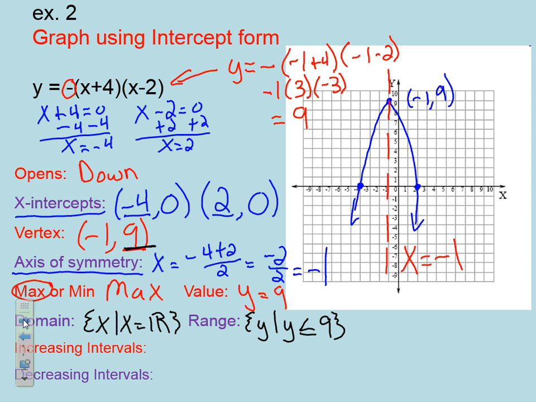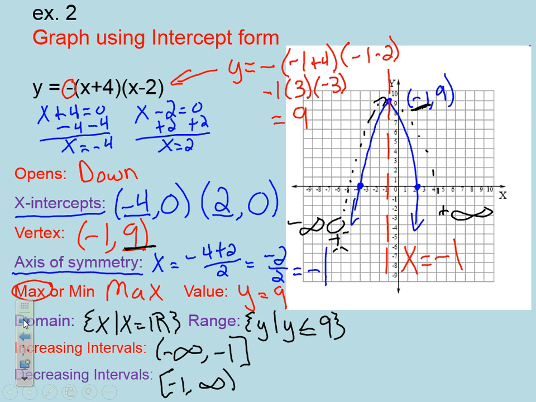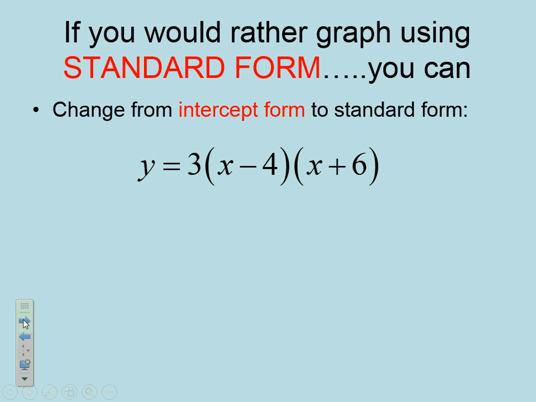All right. Increasing, decreasing. We always start at negative infinity. So here I am. We have to start by going up this time. So we're increasing from negative infinity all the way to the x value of my vertex, so negative 1. Once I get to negative 1, I have to go down. So I'm going down all the way to positive infinity. All right, there we go, ladies and gentlemen. Graphing using intercept form. All right, last thing. Please make sure we have this down.